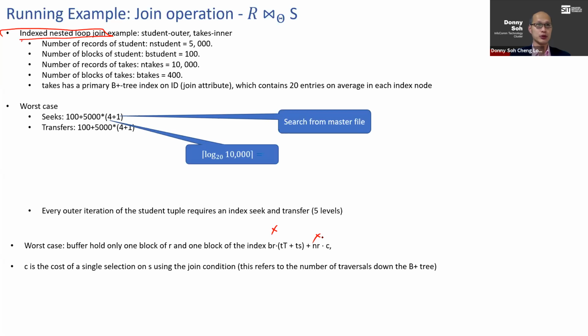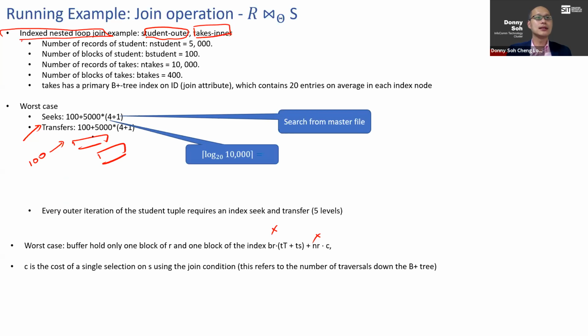For index nested loop join, the student is the outer table, the outer loop, and the text is the inner loop. The number of transfers is easier to see. We have seen that for nested loop join, the number of transfers here will be equal to the number of blocks on my outer loop, which is equal to 100. So this is slightly easier to see.